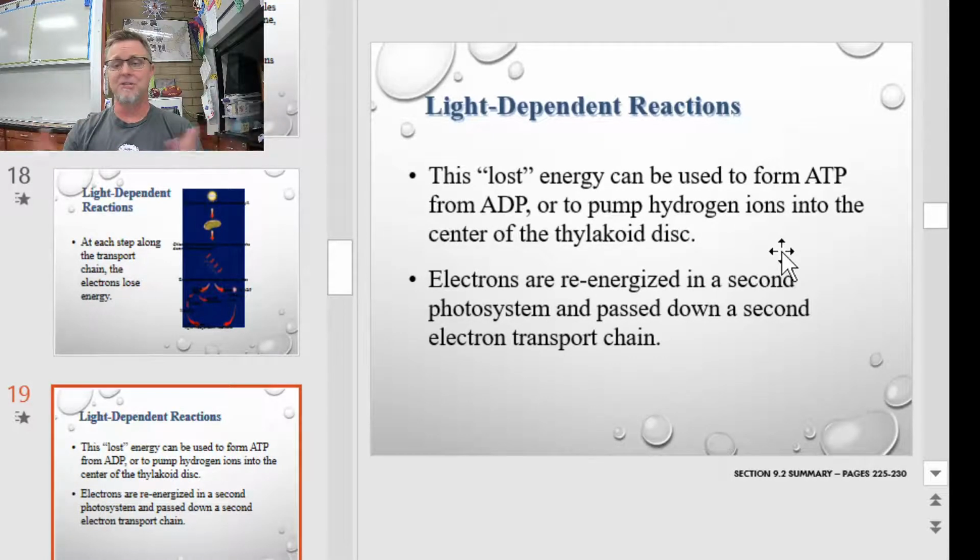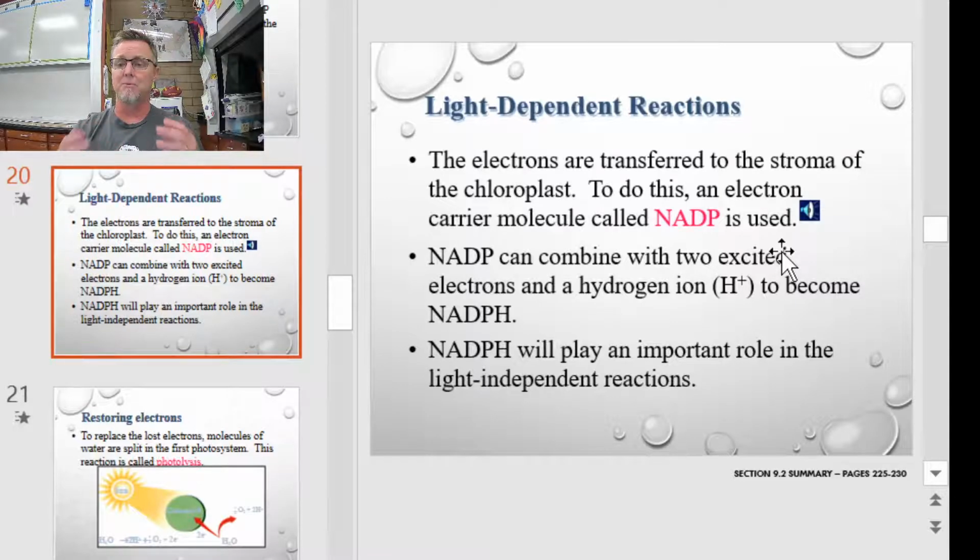As they finish this electron transport chain, they're going to end up at a second photosystem, and at that photosystem they're going to be re-energized by more sunlight. Once re-energized, they're going to be passed to yet another electron transport chain, and in that electron transport chain they're going to be passed off to an electron carrier called NADP. NADP stands for, and you don't need to write this down, nicotinamide adenine dinucleotide phosphate. I know, lots of letters.